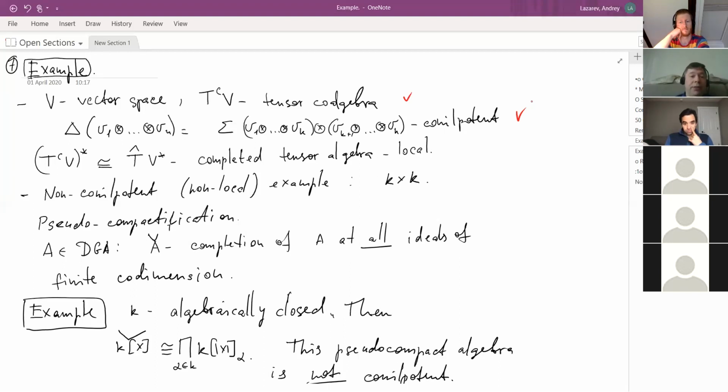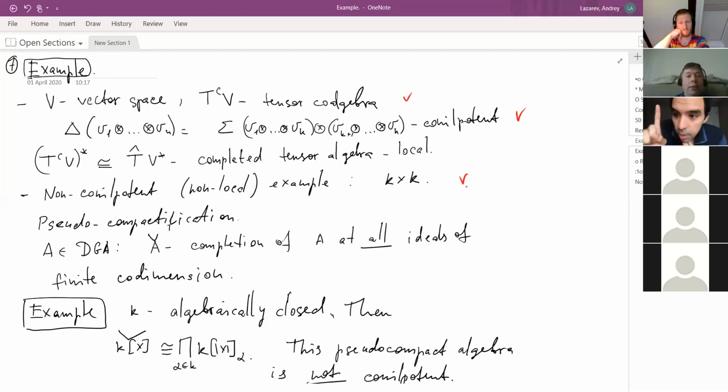Well, here's a very simple-minded and uninteresting example of a non-local pseudo-compact algebra. This algebra is even finite dimensional, so it's just a product of k and k. It's not local visibly, right? If you dualize it, then the corresponding coalgebra will not be conilpotent. Later on, we will consider more interesting examples of non-conilpotent and non-local situations.